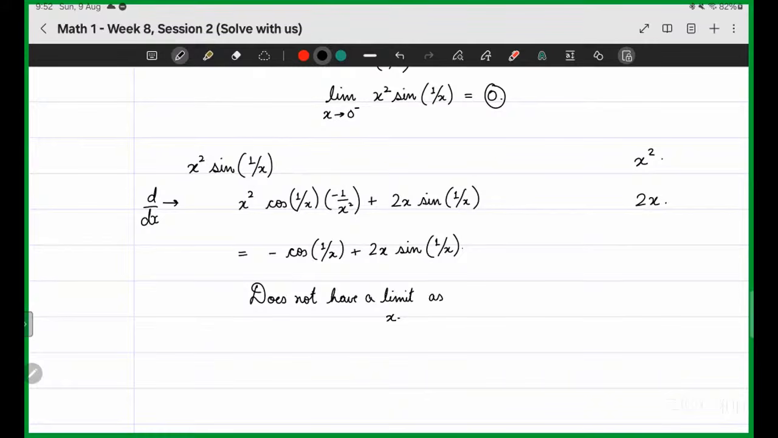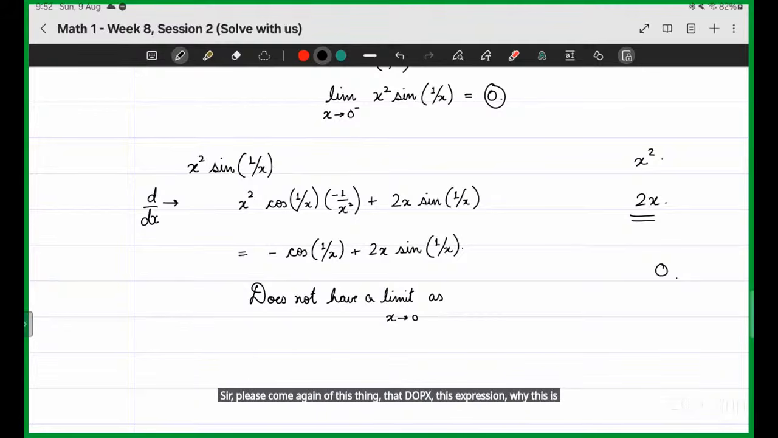This does not have a limit as x goes to 0. But this, of course, does, and the limit is 0. So can we conclude that this is not differentiable? Yeah, sir, we should. Sir, please come again on why this expression has no limit.